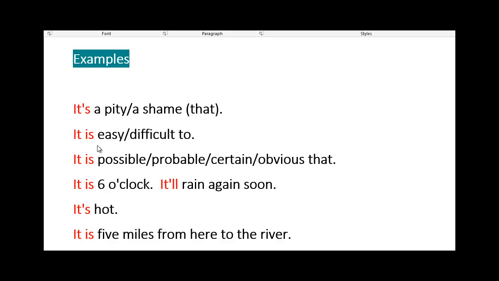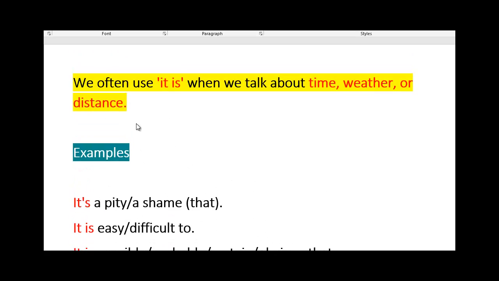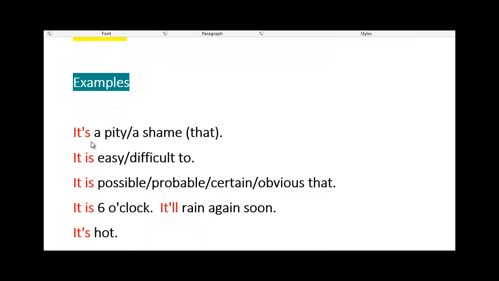So sometimes we use certain adjectives, like I was saying, okay? It's a pity, it's a shame, it's easy, it's difficult, it's possible, probable, certain, obvious. All these are adjectives, okay, to describe like the exam or the journey, or you regretting something or whatever. So we use it is to talk about time, weather, or distance, and sometimes it is followed by adjectives, okay?